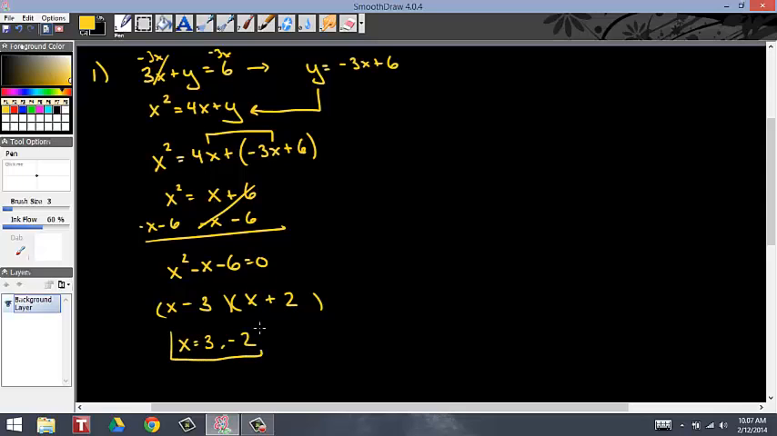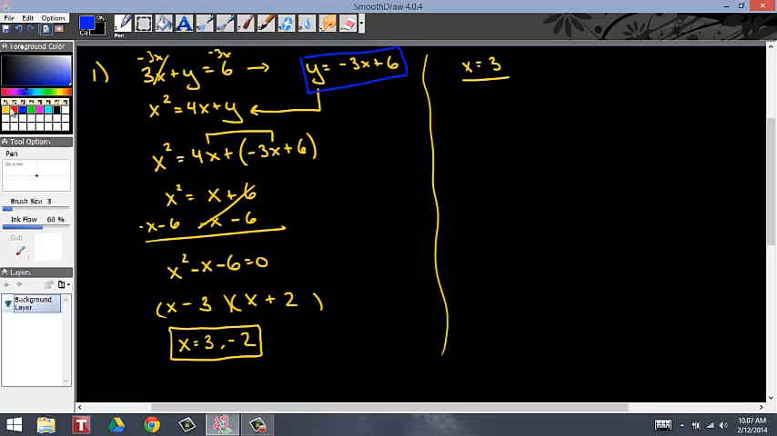Now, this is where students start to get a little bit confused and make some mistakes. You have to plug each of these into one of the original equations. What I tell my students is, make a situation for when x equals 3. Well, when x equals 3, I'm going to plug it into the top. Actually, you know what? Instead of using that, I'll use this as my plug-in equation.